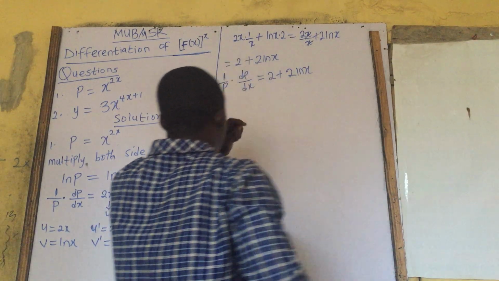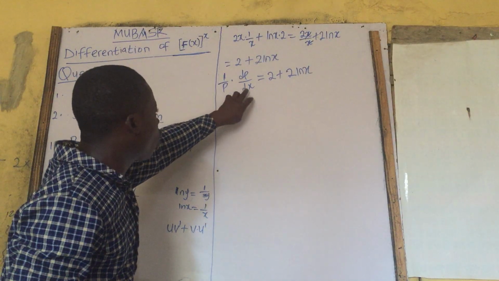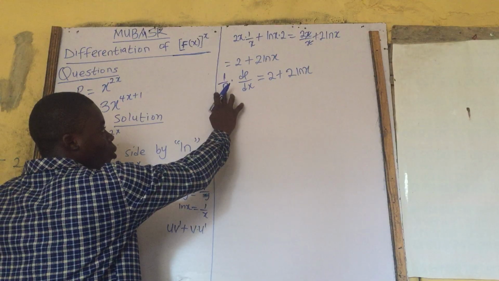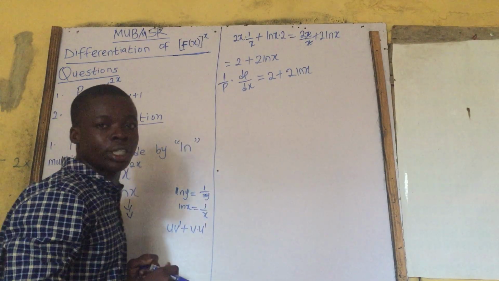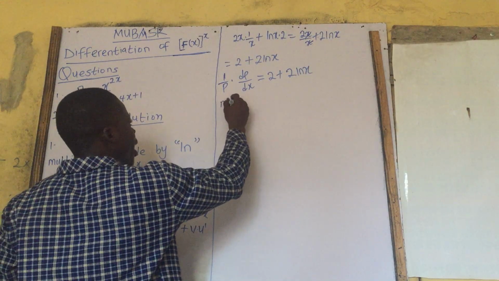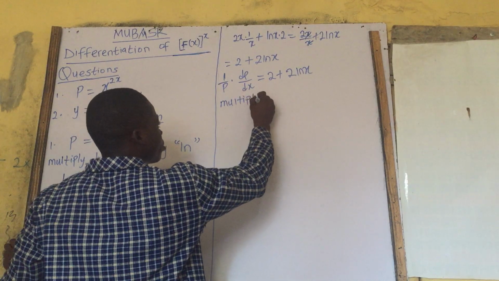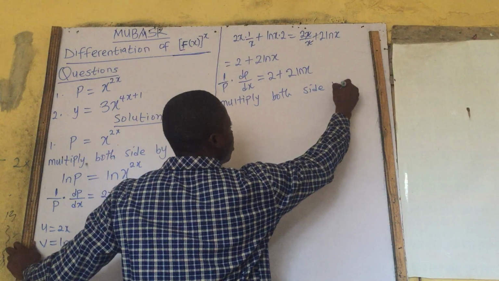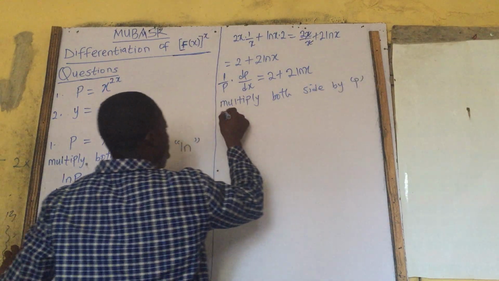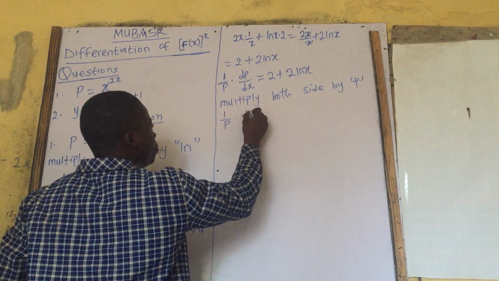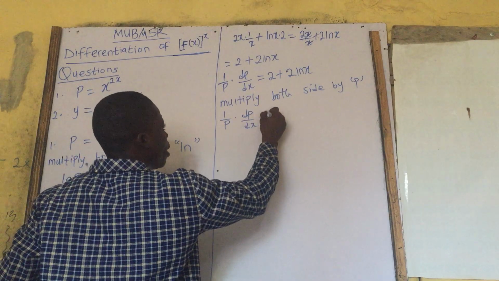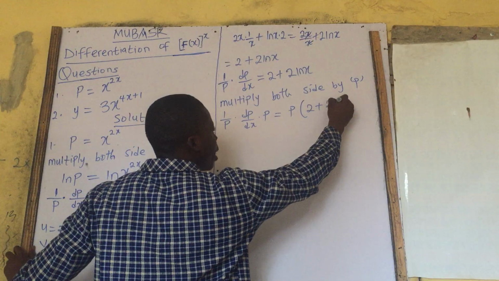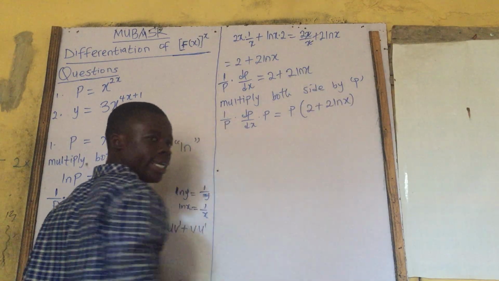Now to obtain dp over dx only, we have to clear this p by multiplying both sides by p. Let us multiply both sides by p. Now 1 over p multiplied by dp over dx multiplied by p equals p open bracket 2 plus 2 multiplied by natural logarithm x close bracket.